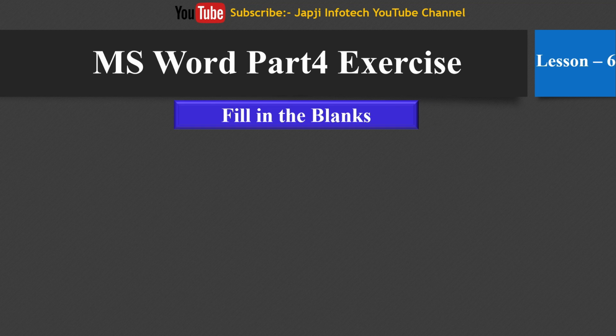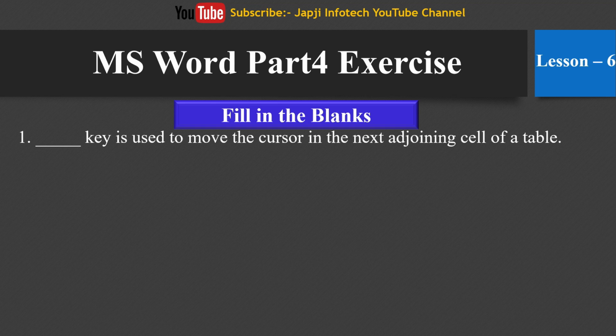So we will now learn about fill in the blanks in lesson number 6. Our first fill in the blank is: dash key is used to move the cursor to the next adjoining cell of a table, and the options are Control, Shift, Tab, and the last one is Home. The right answer is: Tab key is used to move the cursor to the next adjoining cell of a table.